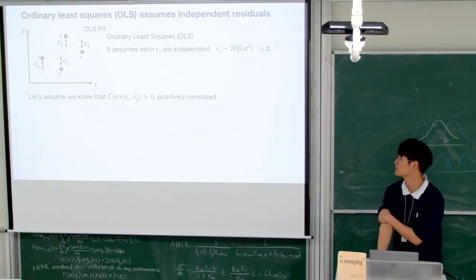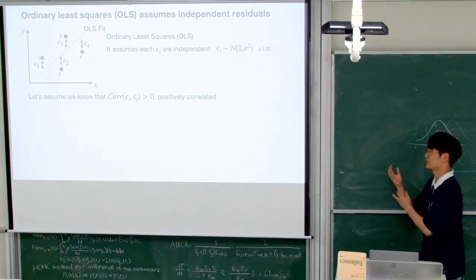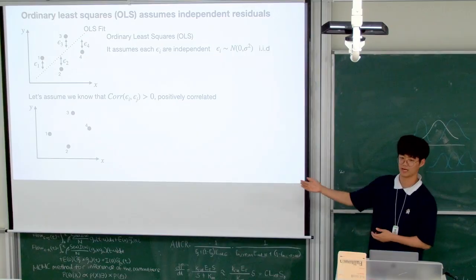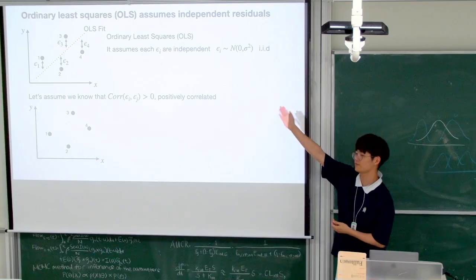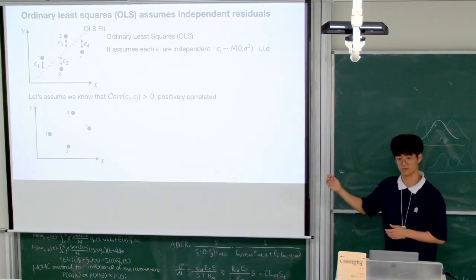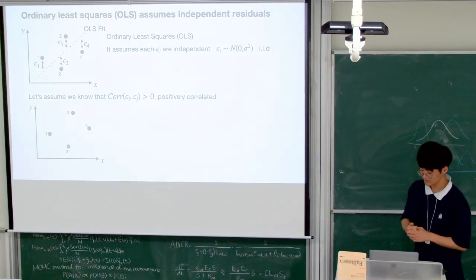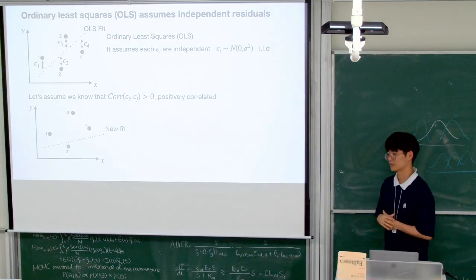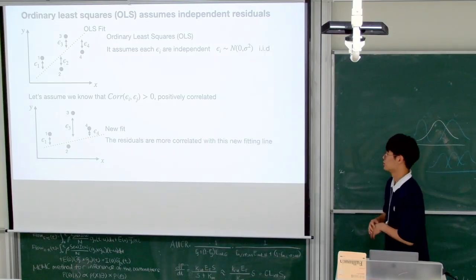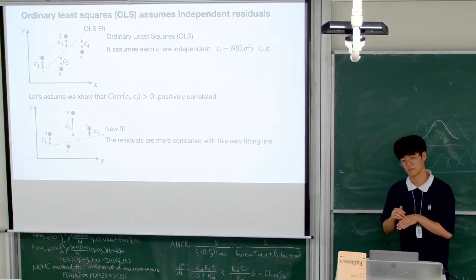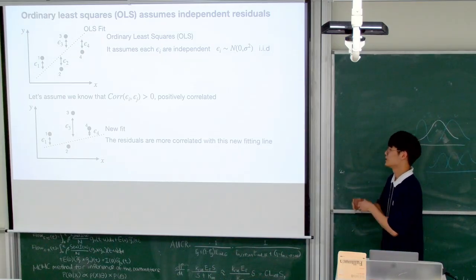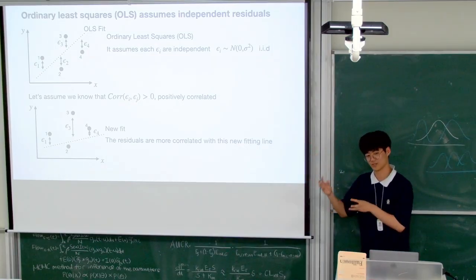And how about if you think they have some correlation? You know that they are correlating. With the same data, will you give the same fit as the independent errors, or will you give another fit? Maybe you can give this new fit, because in this situation the residuals are more correlated with this new fitting line. So when we know that errors are correlated, the situation becomes more complex.